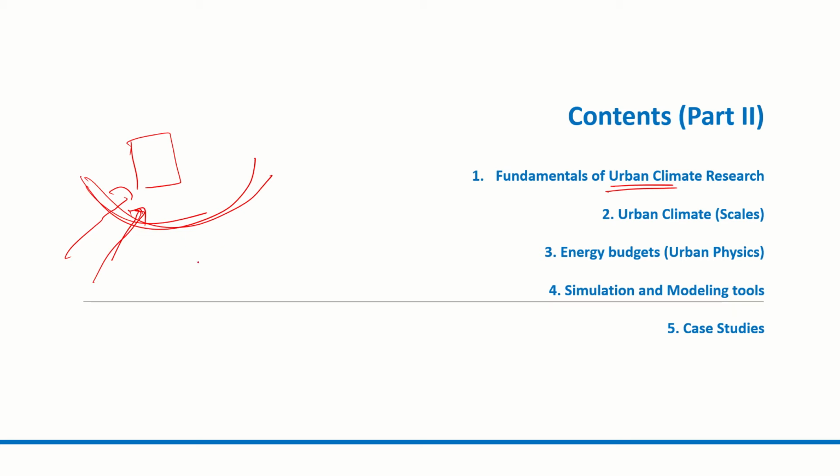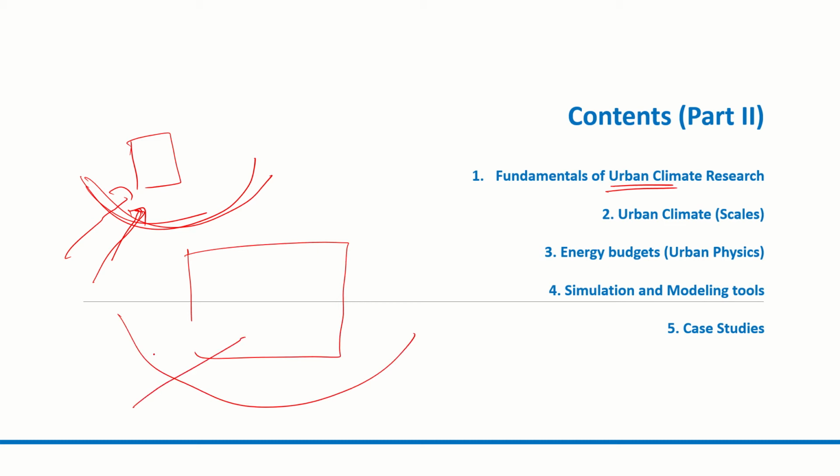But can we do the same thing for an urban layout and say this is the sun and this is the wind direction? The answer is yes, and the answer is no also. We will see why and how, and what the change of understanding is.